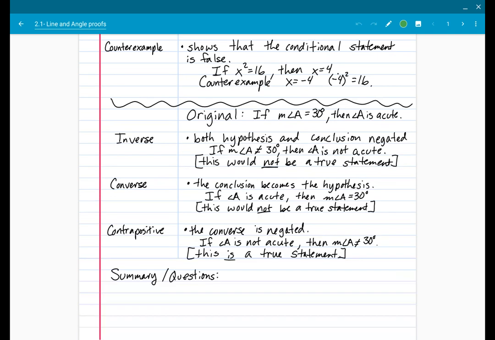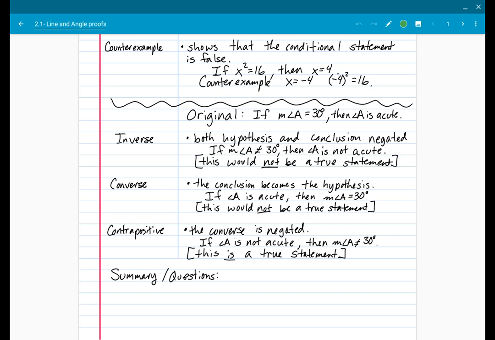Now we have a few things we can do with a statement that change the meaning slightly, and they have specific names. So we're starting with an if-then statement. If the measure of angle A is equal to 30 degrees, then angle A is acute. Since 30 degrees is by definition an acute angle, that would be a true statement. However, if we change the order of things, it may or may not be a true statement.